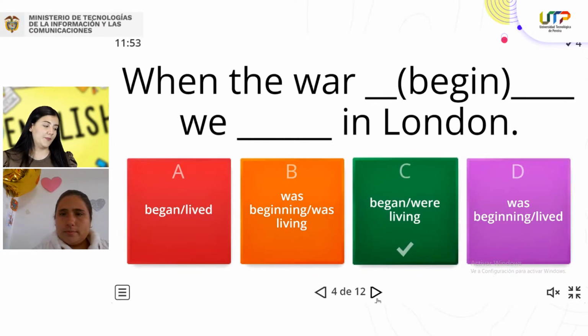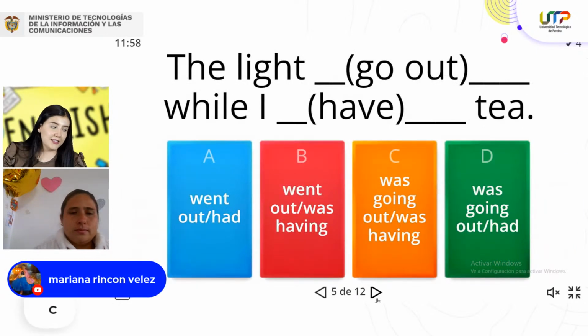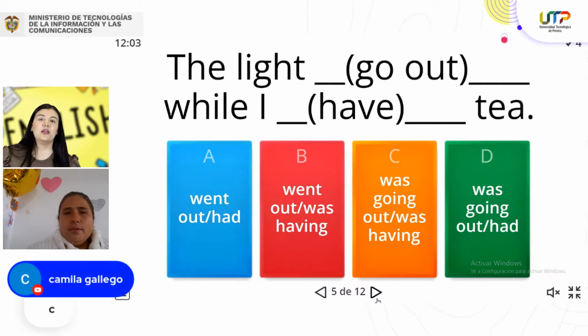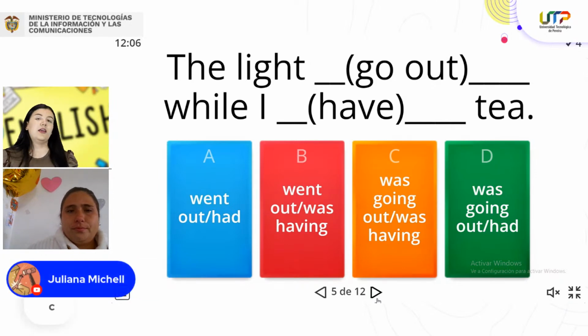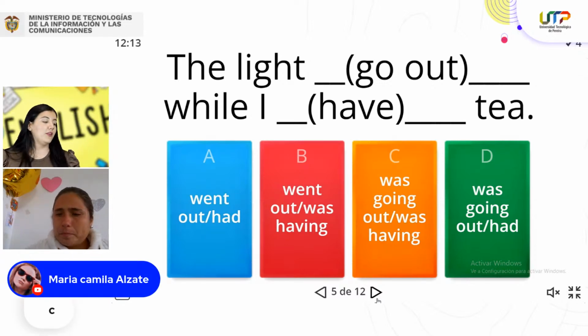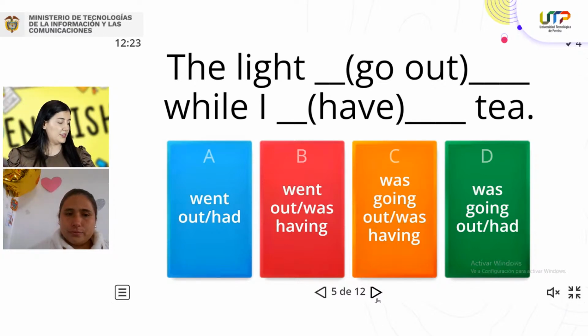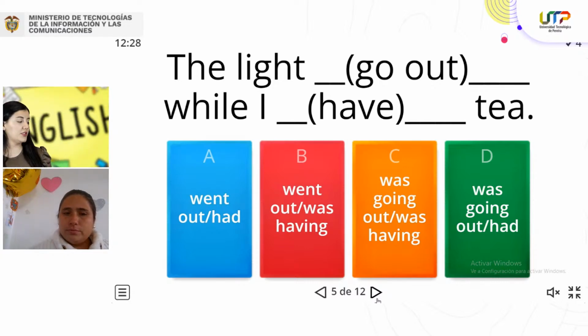Next round, let's take a look. The light, and in parentheses, go out. And then while I, in parentheses, have tea. What do you think is the correct option? We have four different options in this case. Remember, this is the next round. Let's write it here to identify your answers.